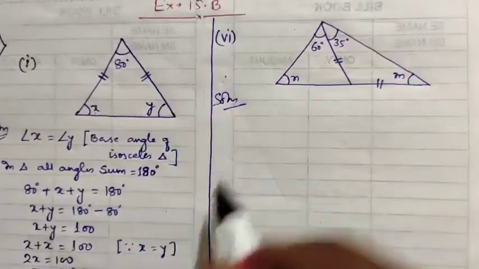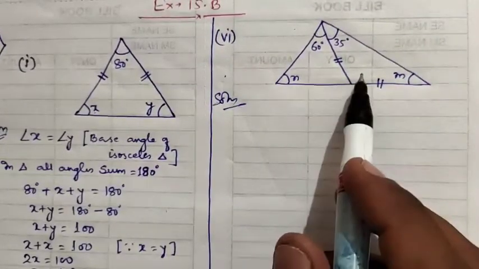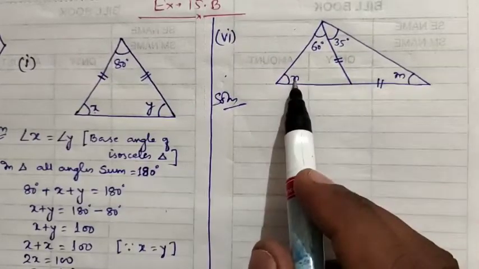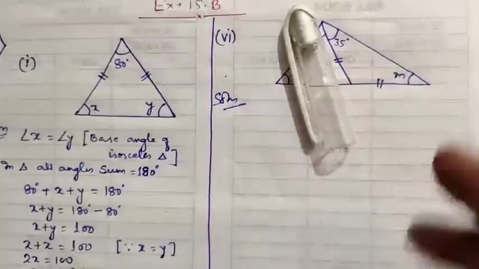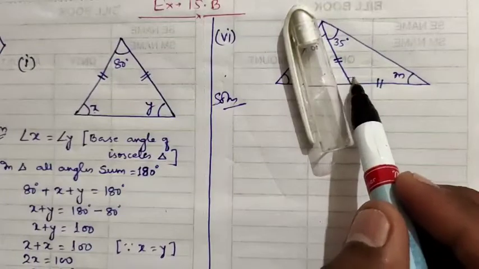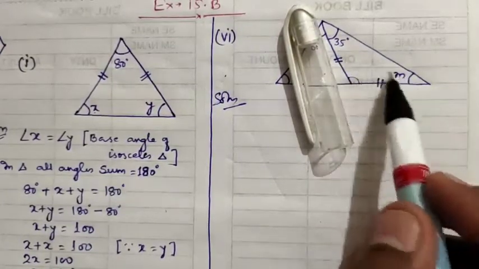In question number 6 you can see here two triangles are given. We will solve them separately. Here we have to find the value of m and n. Now we will take this triangle first, that is 35 degrees. Here the value we do not know, this m. We have to calculate the value of m.